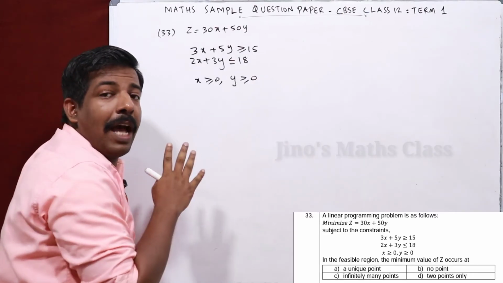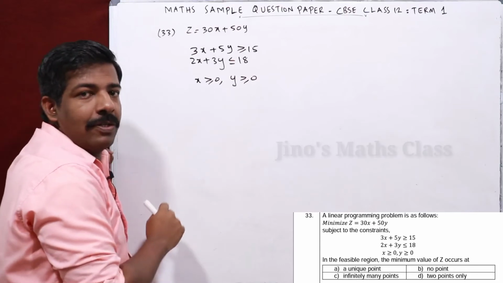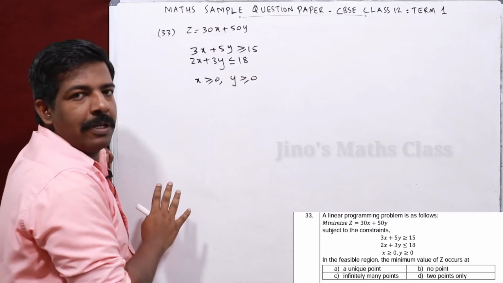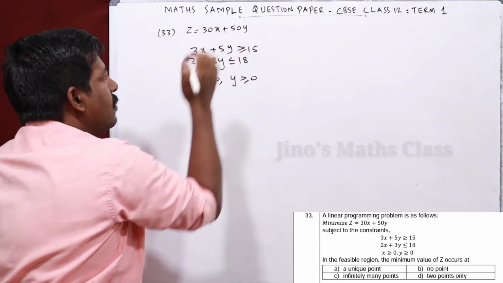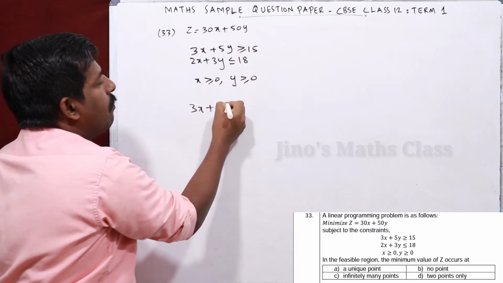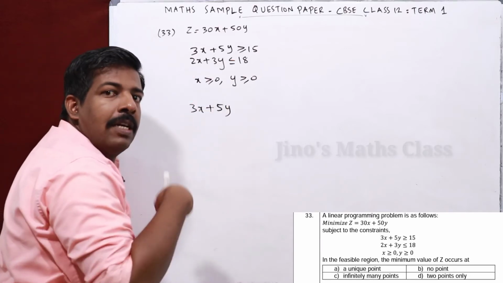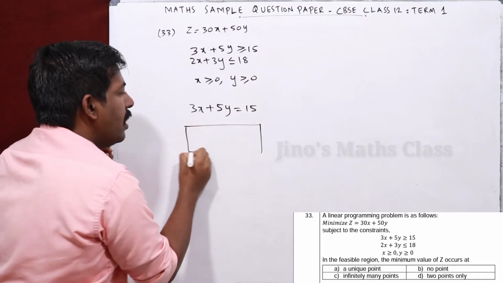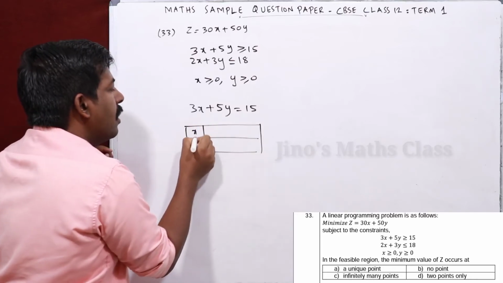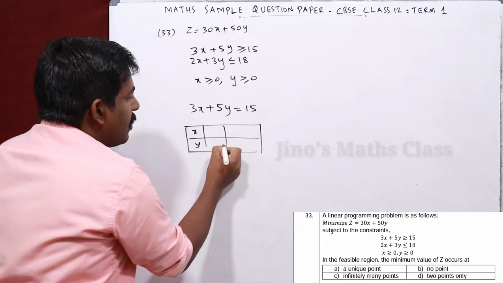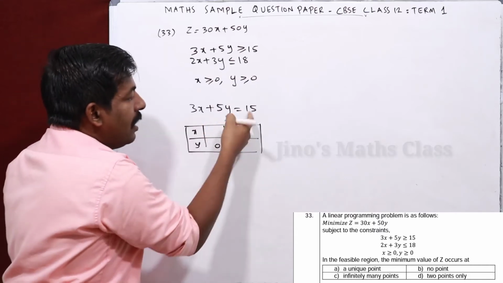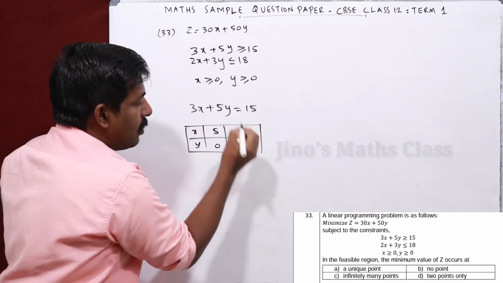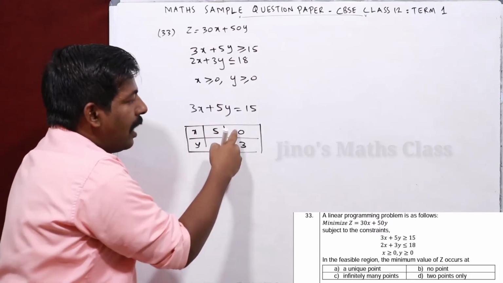Question number 33. Here we have to minimize the given objective function. For that, we have 4 constraints. So first we should make the feasible region. For that we consider the first constraint, 3x plus 5y greater than or equal to 15, and we will make it an equation, equal to 15, and then find the coordinates where this line meets the x and y axes. First we substitute y is equal to 0, we get x is equal to 5, and then we substitute x is equal to 0, we see y is equal to 3, that means the coordinates are 5, 0 and 0, 3.